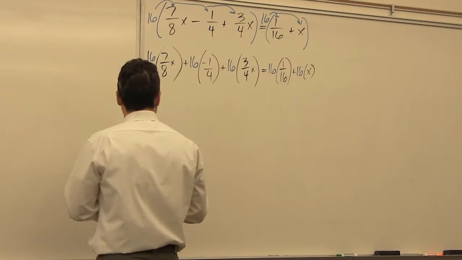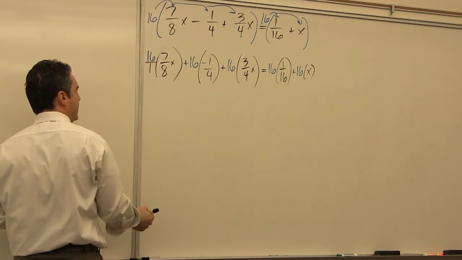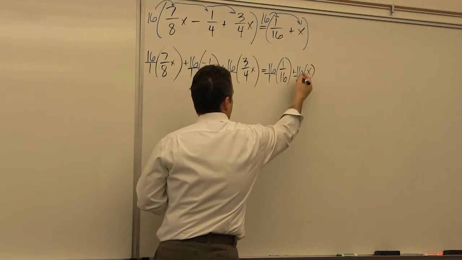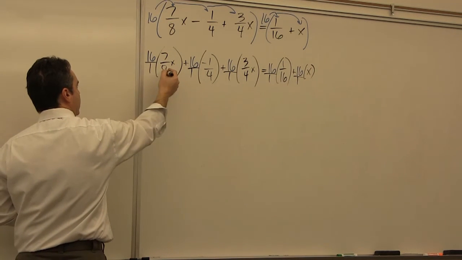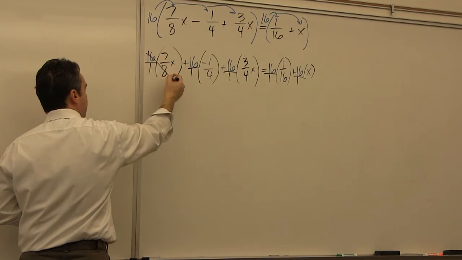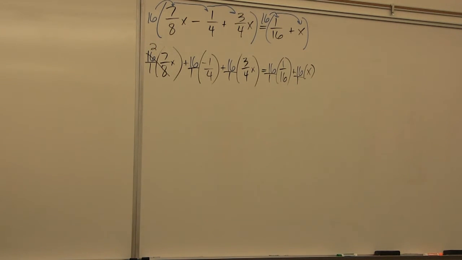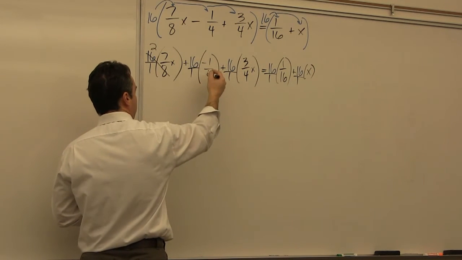Now, are we all in agreement that 16 is the same as 16 over 1? We can put all these over 1. And when I do that, I can cross-cancel. 8 goes into 16 2 times. This was the purpose of finding the LCD: it is going to allow us to get rid of all of these denominators and eliminate all these fractions.